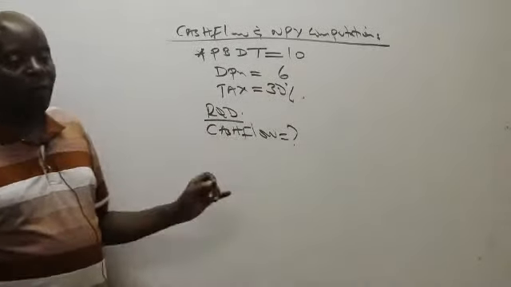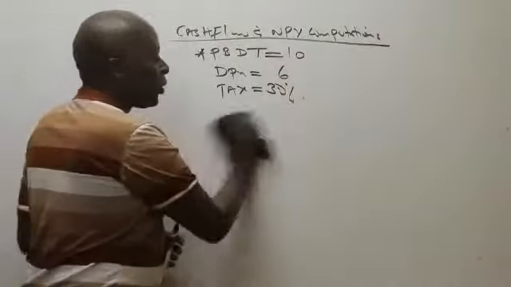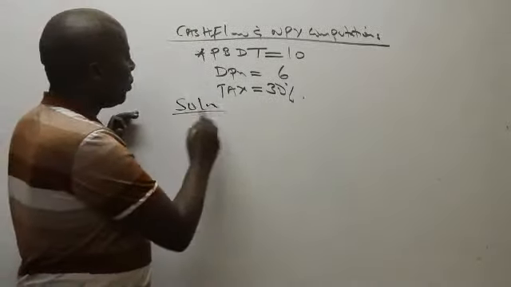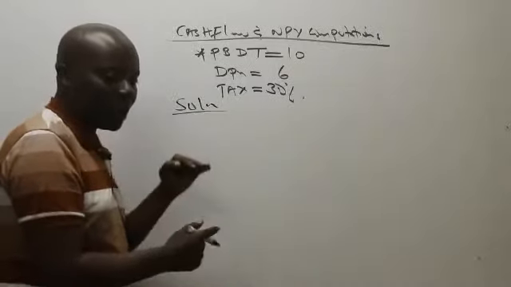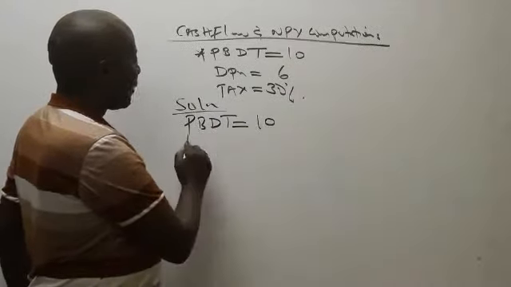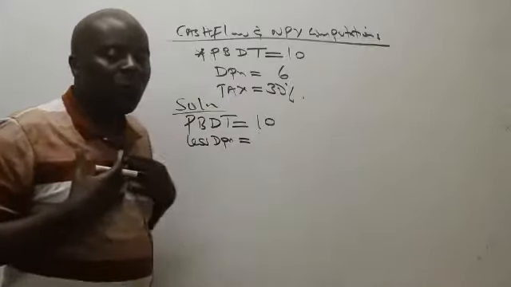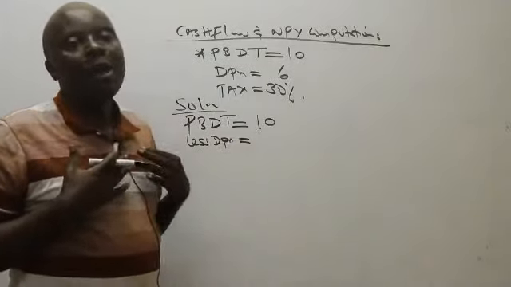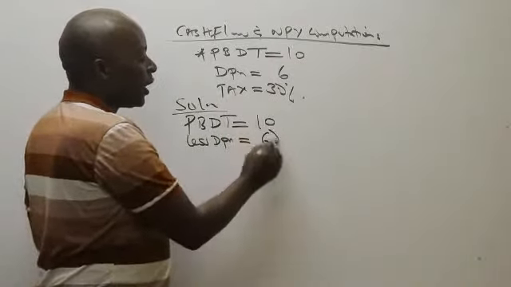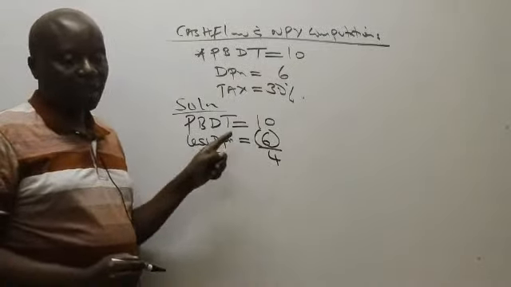So ladies and gentlemen, straight away, I will start by calculating my cash flow like this. I'll use the traditional method, which is the one of knocking down expenses. So we start with the profit before depreciation and tax of 10. Then we come under less depreciation, because for us, depreciation is normally tax allowable. So less depreciation of 6, which will end up giving us 4.